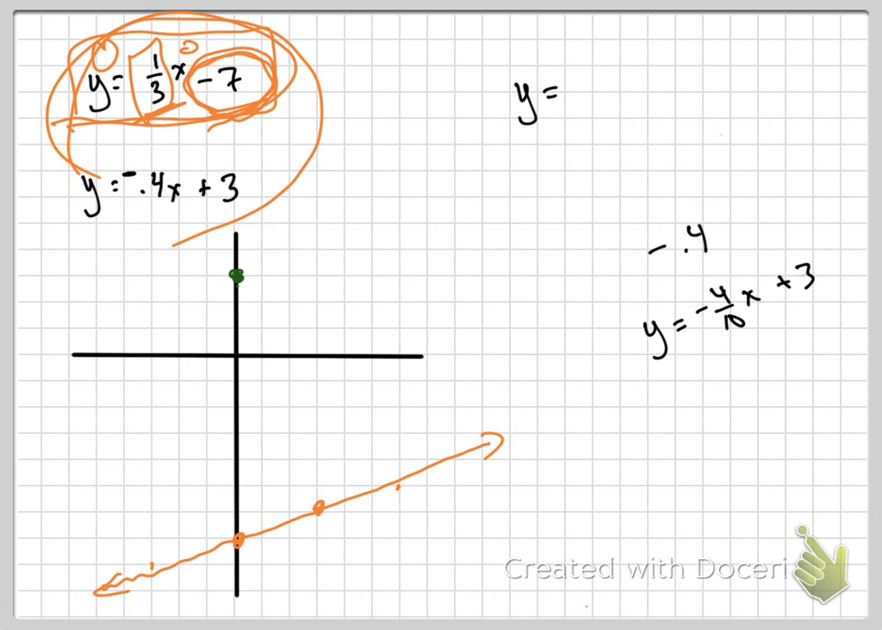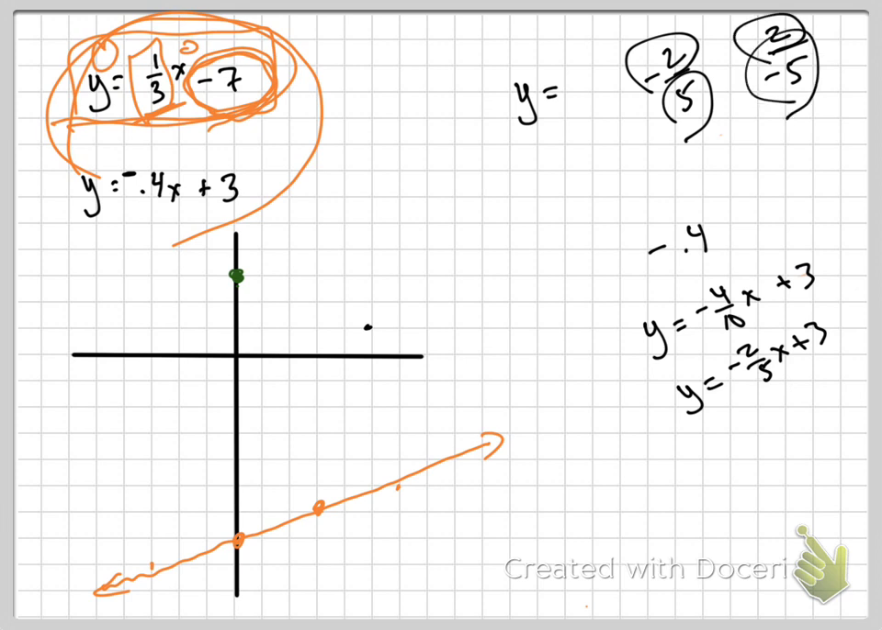And then 4 over 10 can simplify to what? 2/5. So really, I'm at y equals a negative 2/5 x plus 3. So it crosses at 3. So here we go again. A negative 2/5. I could write it that way, or I could write it that way. So I either can go down 2 to the right 5. Down 2, 1, 2, 3, 4, 5. Or I could go up 2 and to the left 5. Either one is still on my line.